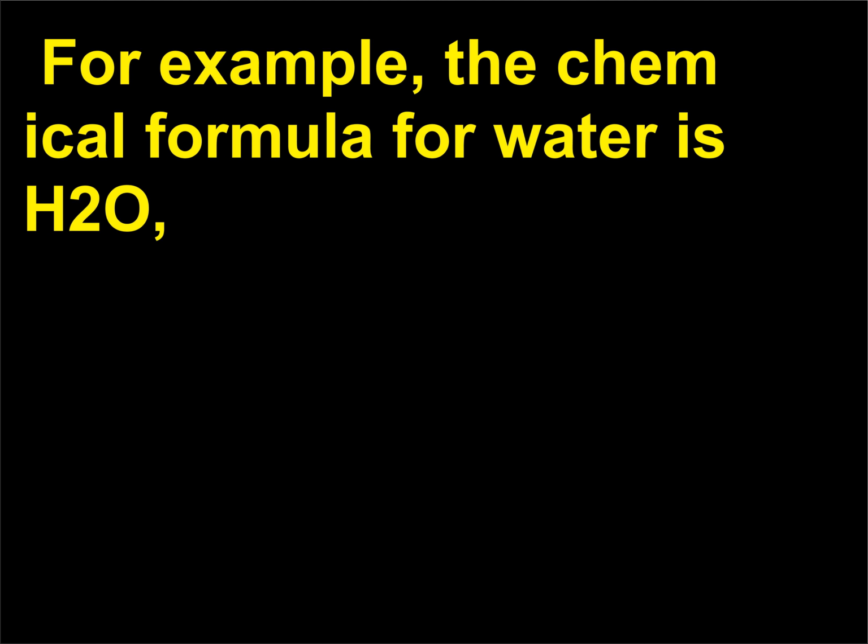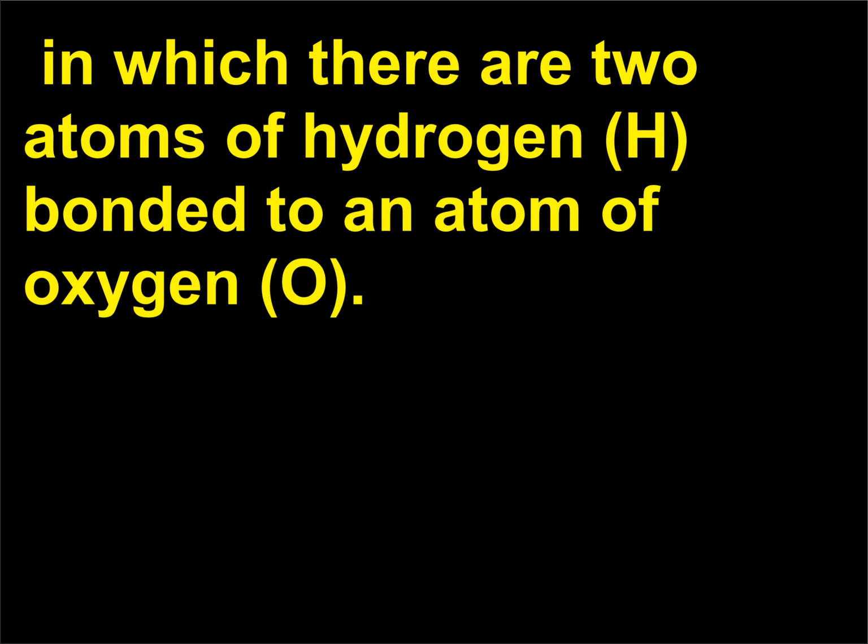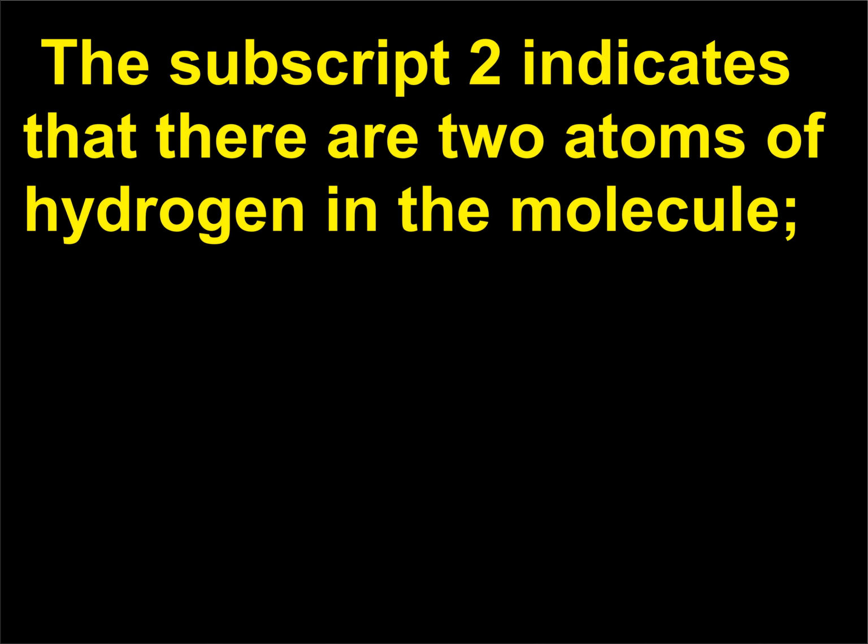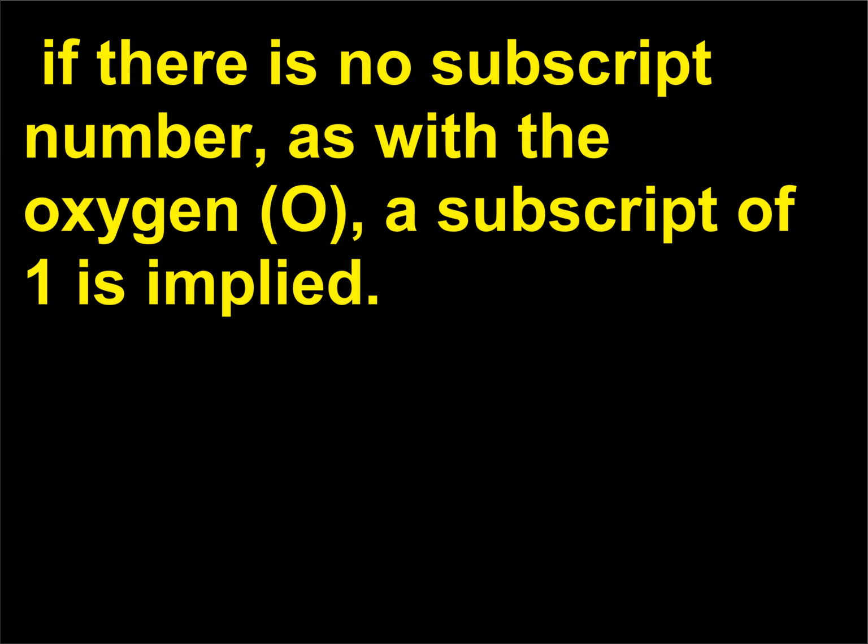For example, the chemical formula for water is H2O, in which there are two atoms of hydrogen, H, bonded to an atom of oxygen, O. The subscript 2 indicates that there are two atoms of hydrogen in the molecule. If there is no subscript number, as with the oxygen, O, a subscript of 1 is implied.